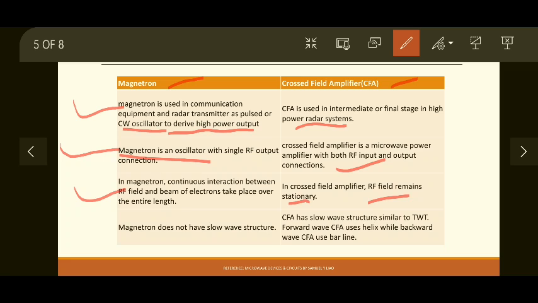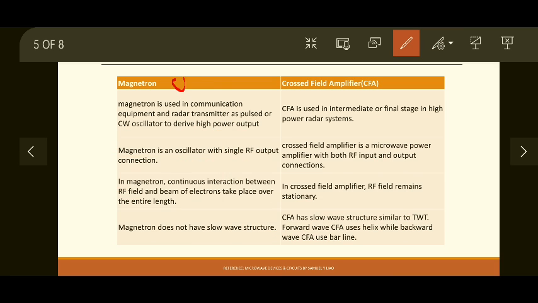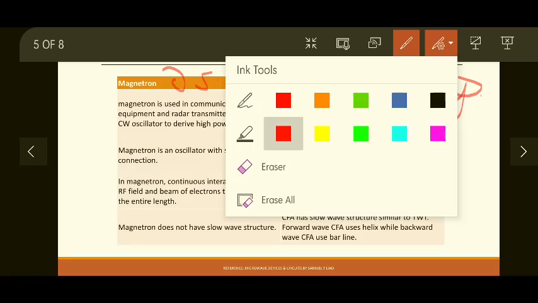Then, most importantly, the magnetron does not have any kind of slow wave structure, similar to linear beam type tubes like TWT, and CFA has a slow wave structure similar to TWT, which consists of two types again: forward wave CFA, which uses a helix, whereas backward wave CFA uses a bar line or folded back line. So these are the four primary differences between magnetron and crossfield amplifier. Remember, this is oscillator and this is amplifier. Now, is there any device which can do both tasks?